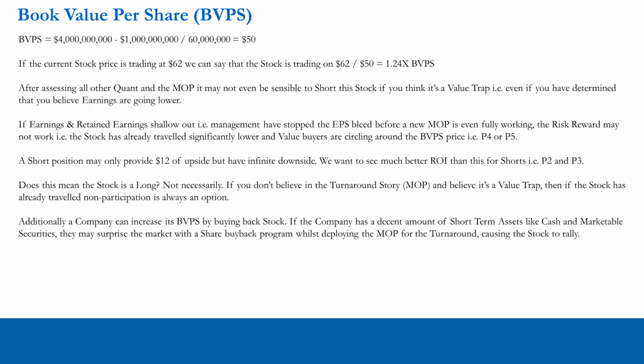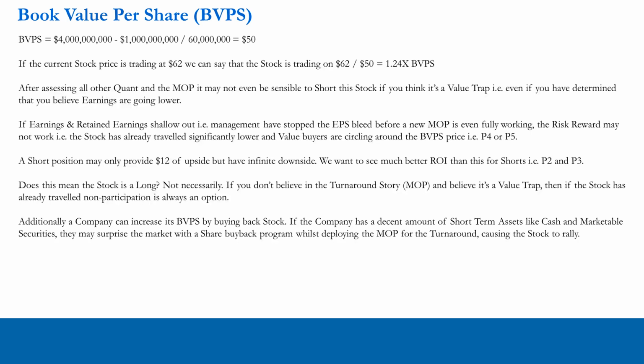Now, let's say after assessing all other quantitative metrics and the management operating plan, it might not be sensible to short this stock, even if you think it's a value trap. So even if you've determined that you think earnings are still going to go lower. If earnings and retained earnings shallow out and management have stopped the EPS bleed before even a new management operating plan is fully working, the risk reward may not even work.